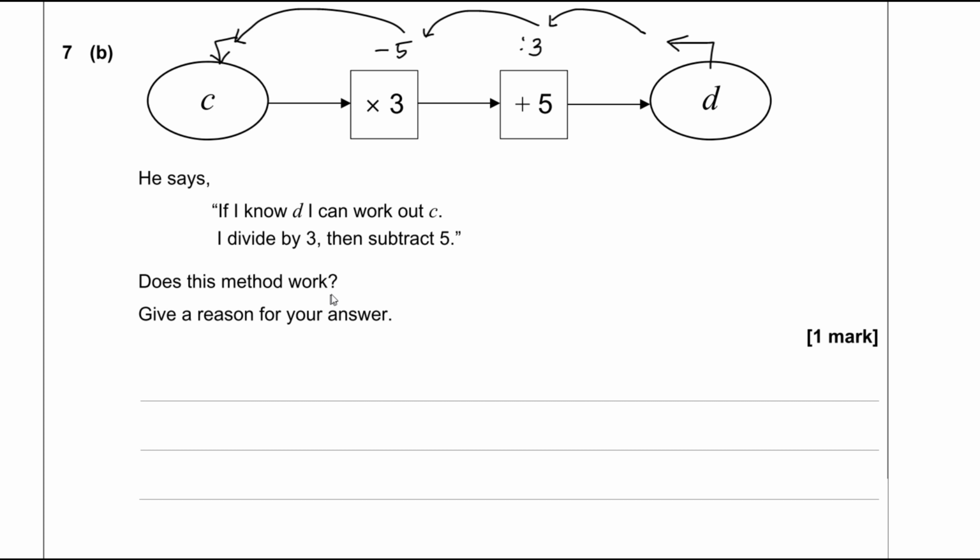Does this method work? I would say no, because this one is multiplication and this one is addition, so we have to do them exactly in their right order. Instead of doing this, we actually have to do it in the right order. So we need to subtract 5 first, and then we divide by 3, and we get the input. So this is the correct process to get from the output into the input. D, take away 5, and then divide by 3, and you get the input C.